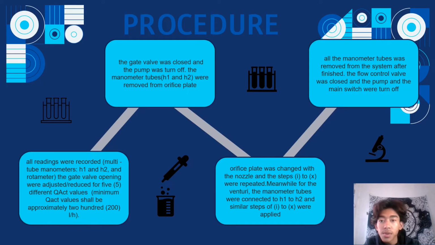The ninth step is the gate valve was closed and the pump was turned off. The manometer tubes H1 and H2 were removed from the orifice plate. The tenth step is the orifice plate was changed with the nozzle and steps 1 to 10 were repeated. Meanwhile, for the venturi, the manometer tubes were connected to H1 and H2 and similar steps 1 to 10 were applied. For the last step, all the manometer tubes were removed from the system after finishing. The flow control valve was closed and the pump and the main switch were turned off. So now I will pass this to my next member.